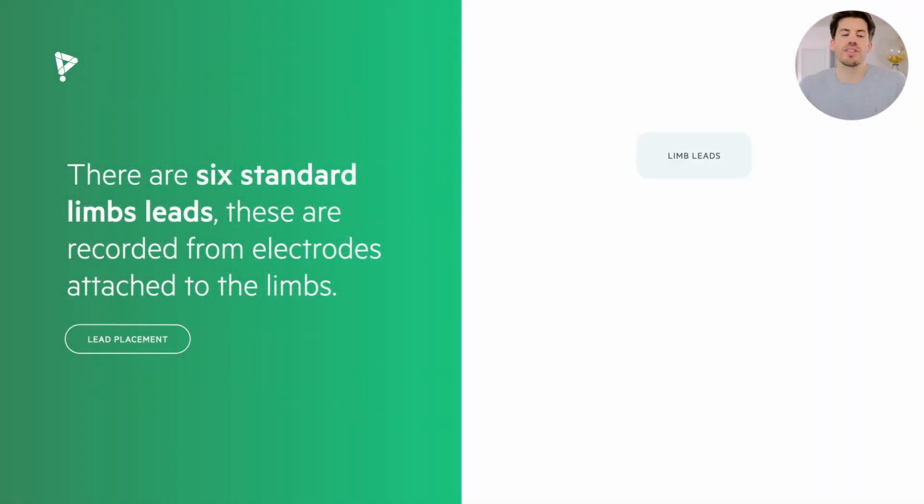So when we look at the leads, there are 6 standard limb leads, and these are recorded from electrodes that attach to the limbs. We said that with the limb leads, we have the right arm, left arm, and left leg. And then that creates 6 electrical views of the heart.